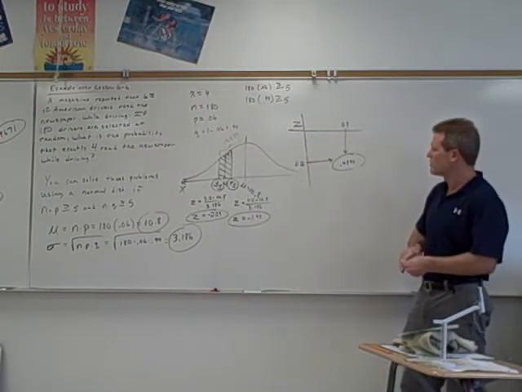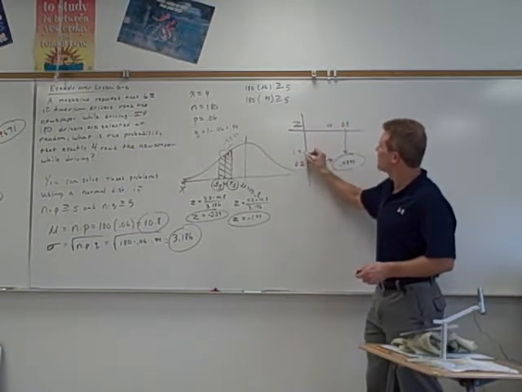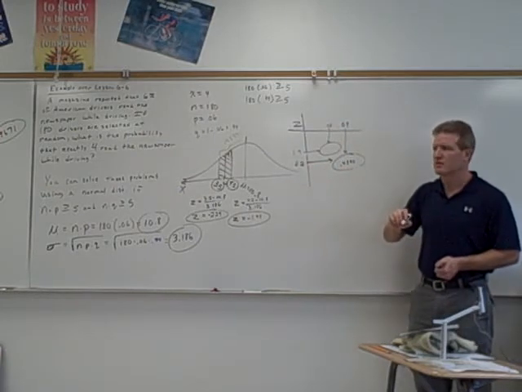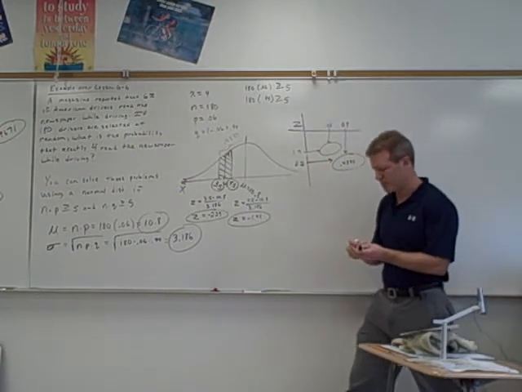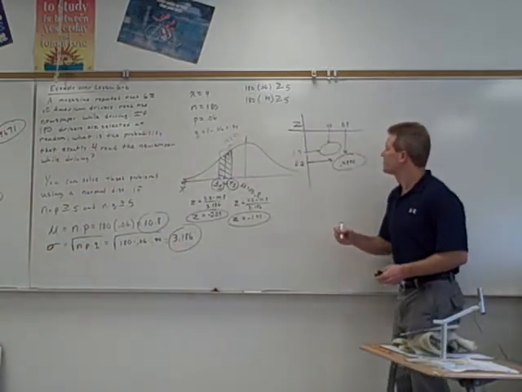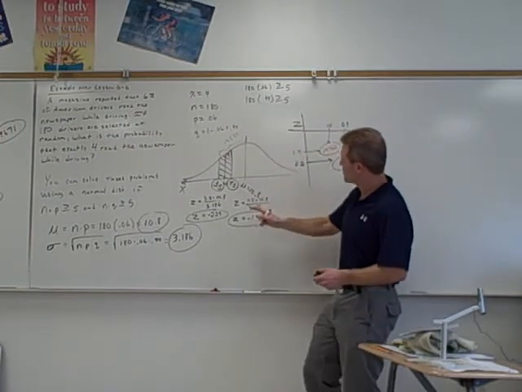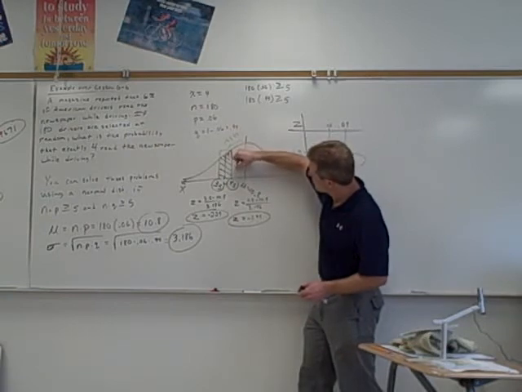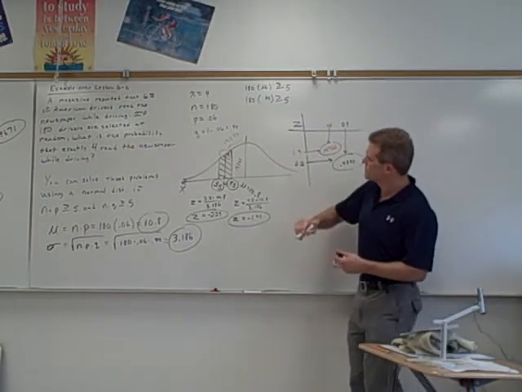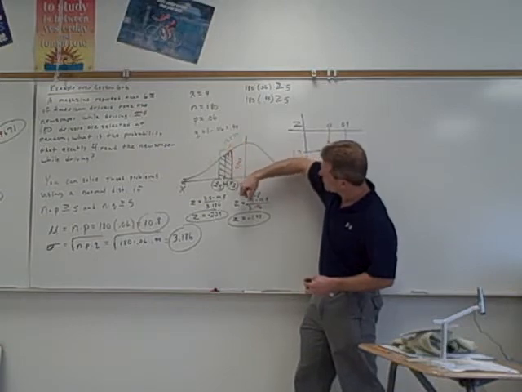Next, I'll look up 1.98. So 1.9 here, 0.08 here. I'll come over, I'll come down. Anybody know that decimal? What number do you get looking up 1.98? 0.4761. So that would be the area right here. 0.4761 goes from a z-score of negative 1.98 to here.